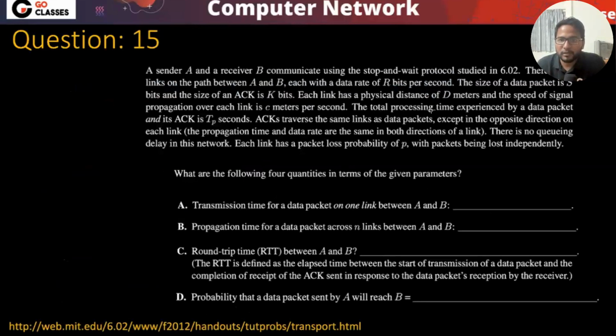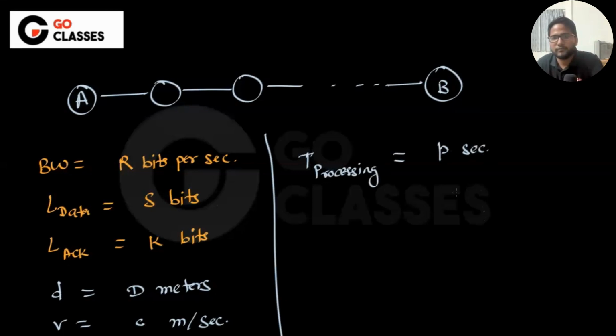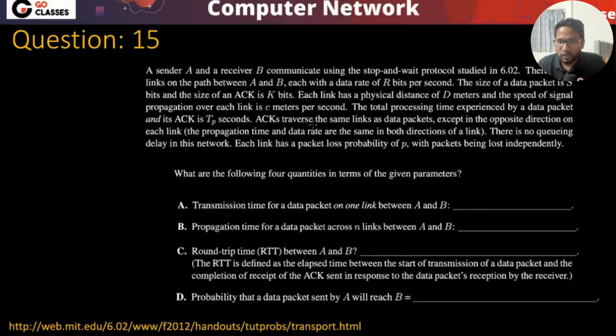The total processing time experienced by the data packet and the acknowledgement is TP seconds. So the processing time for the data and acknowledgement both is given to you, which is the same, TP seconds. The acknowledgement traverses the same link as the data, in the opposite direction on each link. The propagation time and data rate are the same in both directions. There is no queuing delay, everything is perfect.